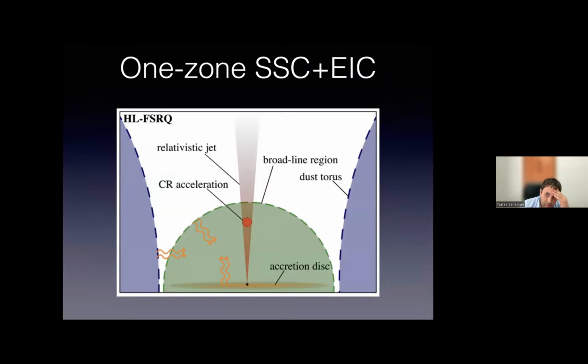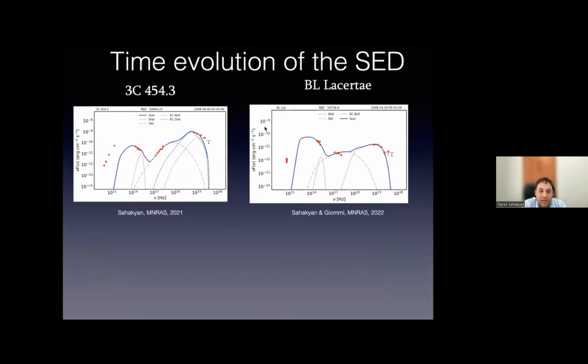In order to study the emission processes in these blazars and their changes in time, the following scenario is considered. You have the jet that is starting from the central black hole, you have the accretion disk, and this emission region is within the broad line region. Then the electrons that are accelerated and injected in this emitting region are interacting with the photons from the disk, from the broad line region, and from the synchrotron photons themselves. And let's see what the changes are in the spectrum of these objects.